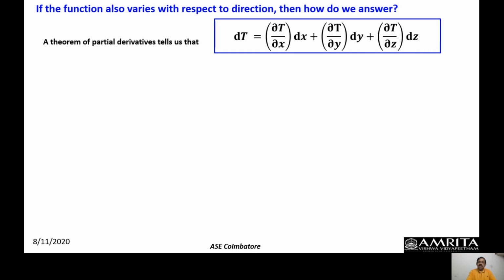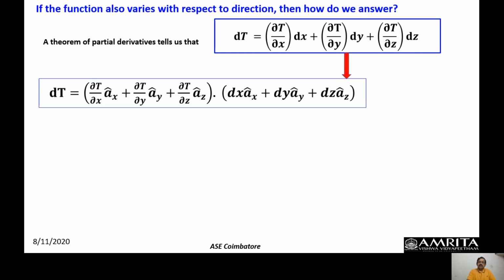Now, mathematically, I can rewrite this as follows. What I have done is rewrite this by taking the dot product of a function with another function, which you know already. This function is your infinitesimal displacement. So I am dotting the partial derivative function, along the three directions, with the infinitesimal displacement vector. I am going to get the total change in temperature.